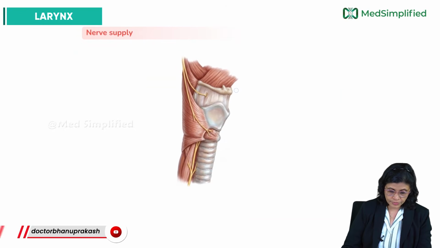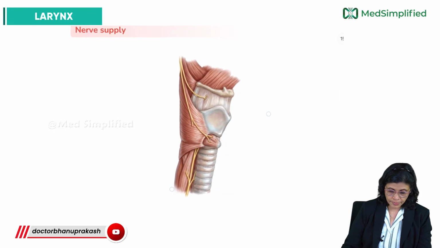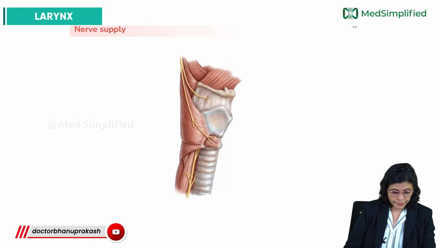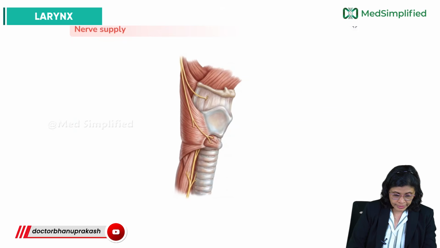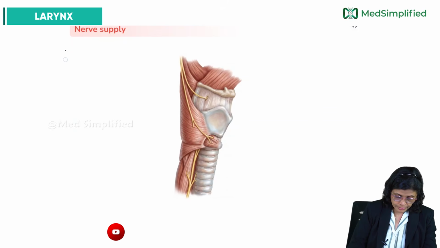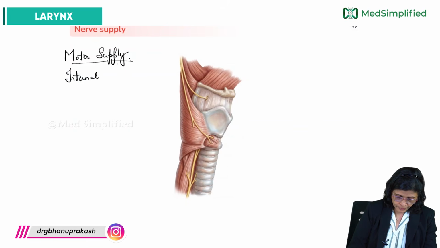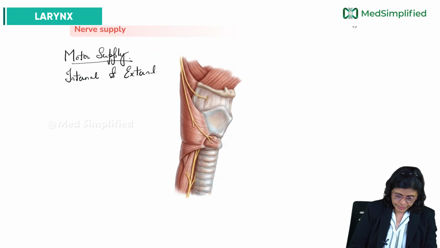Then coming to the nerve supply. Here, the motor supply is provided by both the internal and external laryngeal nerve.